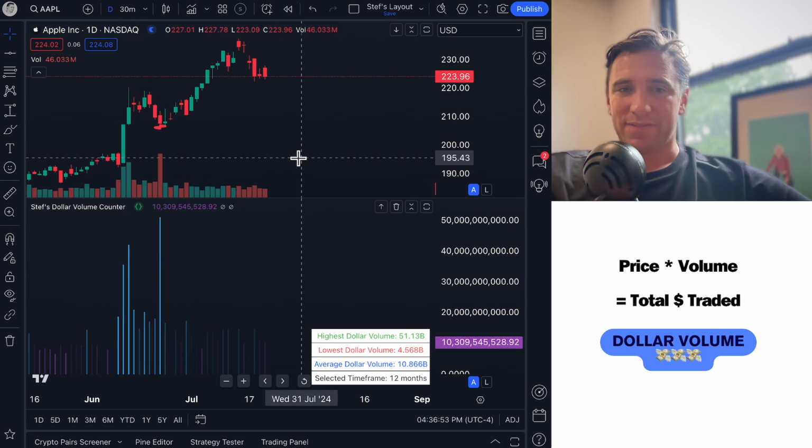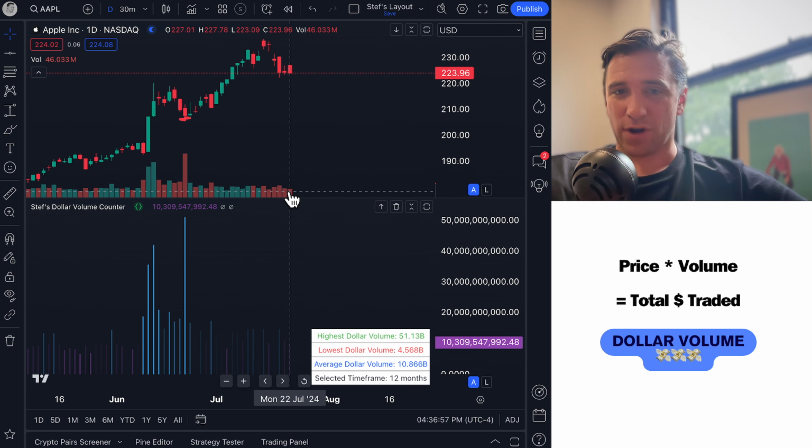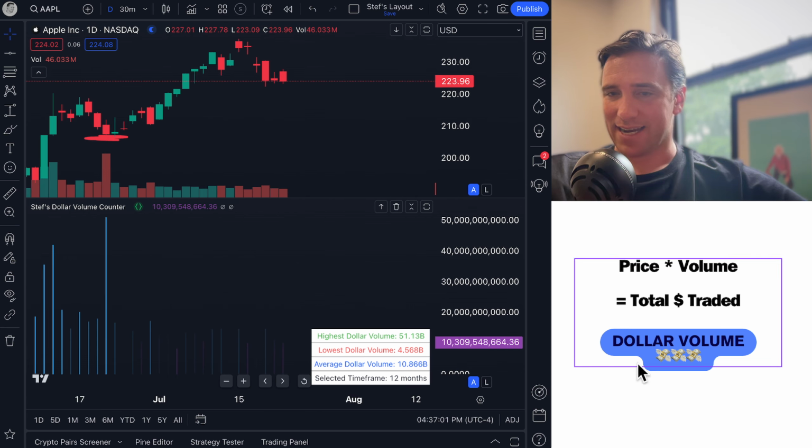And by the way, I have to remind you that this is fundamentally different from normal volume bars. In fact, right over here, I have got some text that shows you the exact calculation for this dollar volume. So you can see here it says price times volume equals total dollar traded.